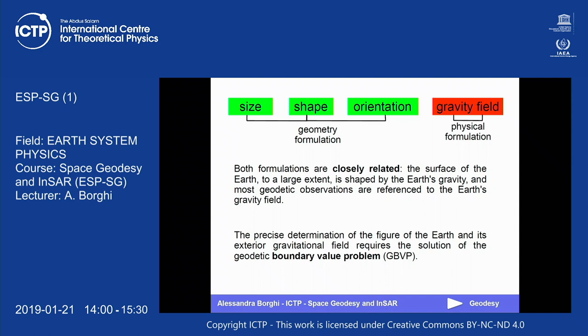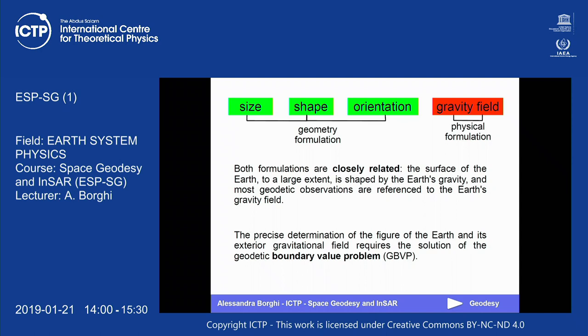Also, when we perform a measurement, we are probably going to measure some geometric quantity, but it is related to the gravity field. Usually we put the instrument along the vertical line, and the vertical line is defined by the gravity field, and we measure along this vertical line. So it is a geometric quantity, but it takes into account a physical concept, the gravity field.